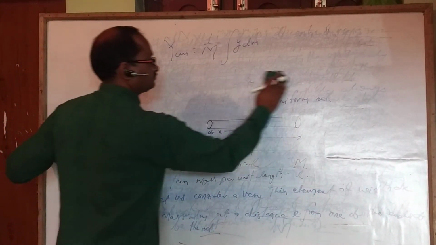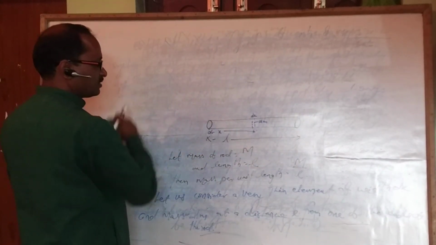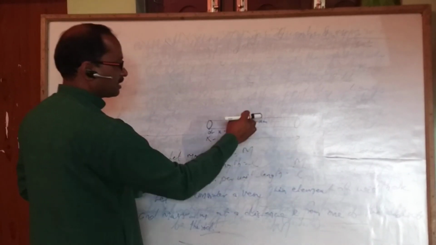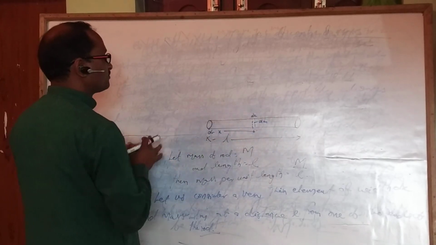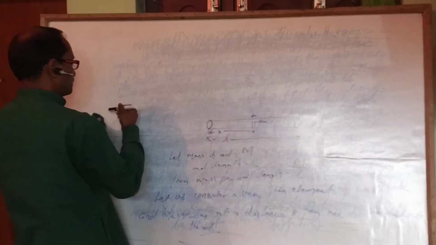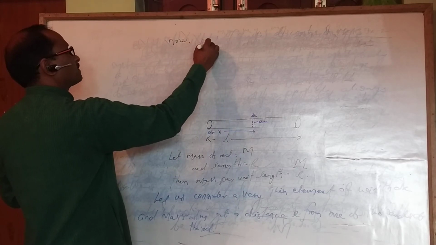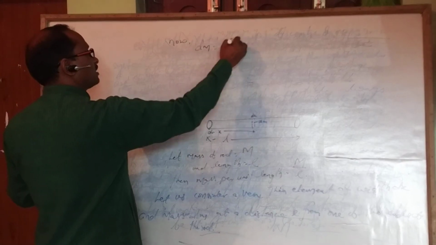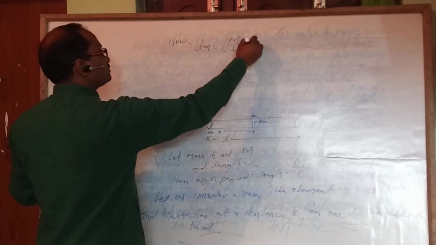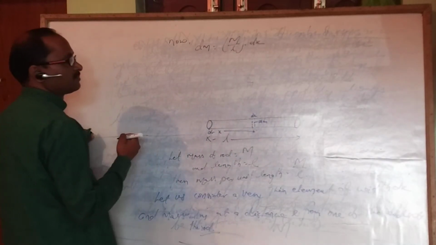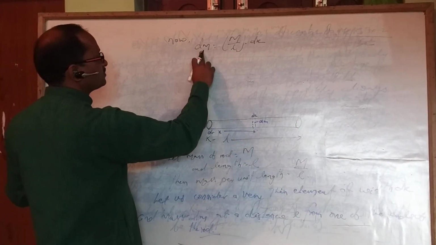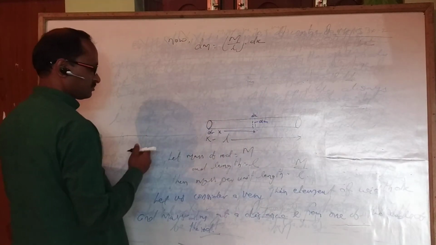As mass per unit length equals M by L, hence mass of this element of width dx will be dm equals M by L, that is mass per unit length, into width of element dx. Hence, dm equals M by L into dx.